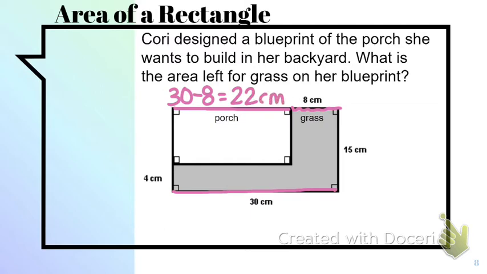We are going to do the same thing vertically. I can see that I have a vertical total piece here of 15 centimeters, and I have this little guy that's only 4 centimeters. So once again, we're going to find the difference. I'm going to do 15 minus 4, and that's going to give me that this dimension is 11 centimeters. So this missing dimension right here now allows me to find the area of the porch.